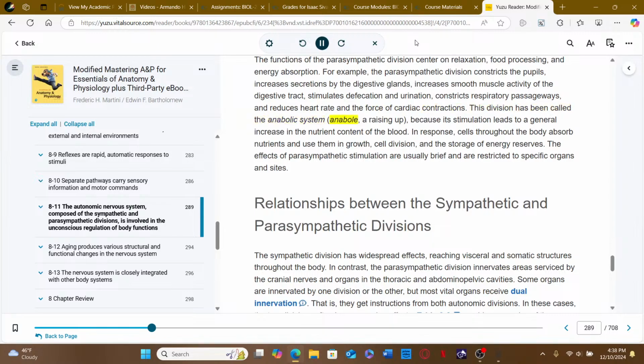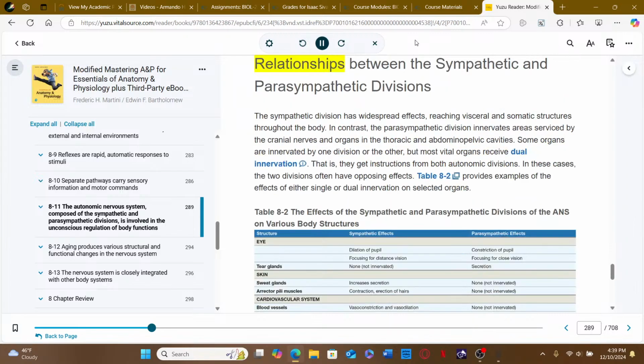This division has been called the anabolic system, from anabole, or "raising up," because its stimulation leads to a general increase in the nutrient content of the blood. In response, cells throughout the body absorb nutrients and use them in growth, cell division, and the storage of energy reserves. The effects of parasympathetic stimulation are usually brief and are restricted to specific organs and sites.